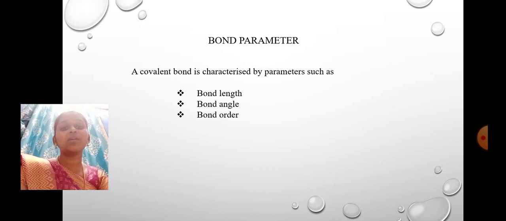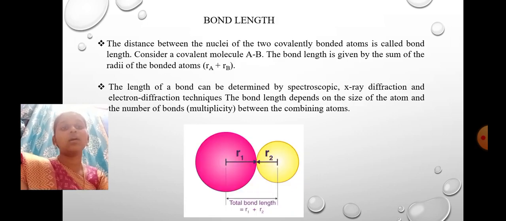Next, we are going to see about the bond parameter. What is bond parameter? The covalent bond is characterized by parameters such as, first, the bond length, second, the bond angle, and third, the bond order. First one, the bond length.